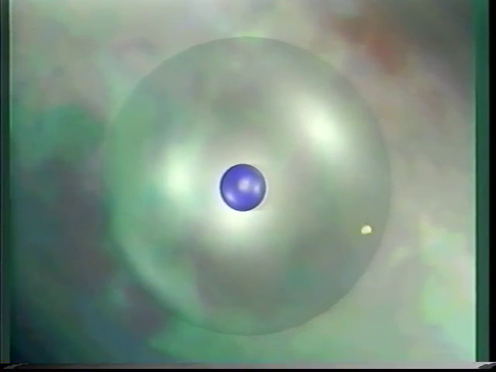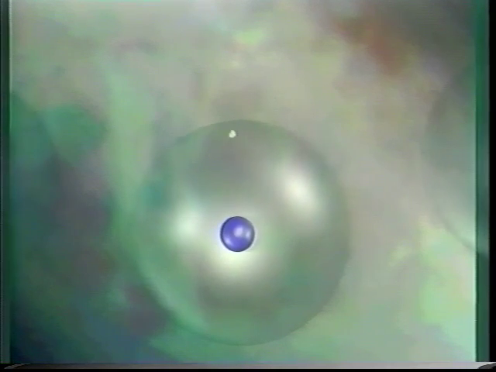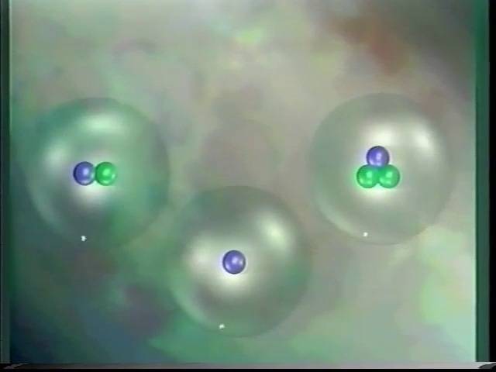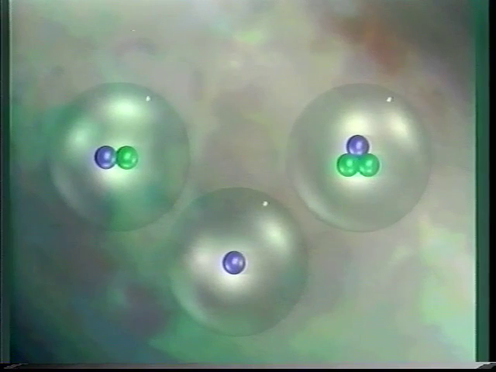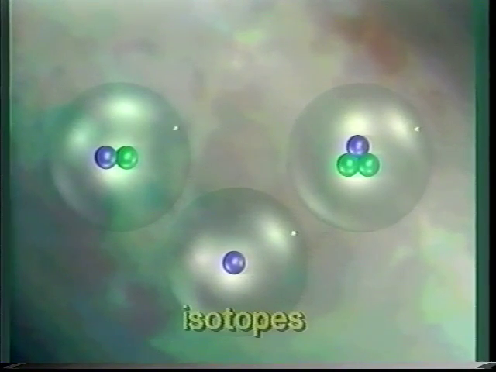Although all atoms of the same element have the same number of protons, they may not all have the same number of neutrons. For example, atoms of hydrogen usually have only 1 proton and no neutrons. But hydrogen can also occur with 1 or even 2 neutrons. Atoms of the same element with different numbers of neutrons are called isotopes of the element.